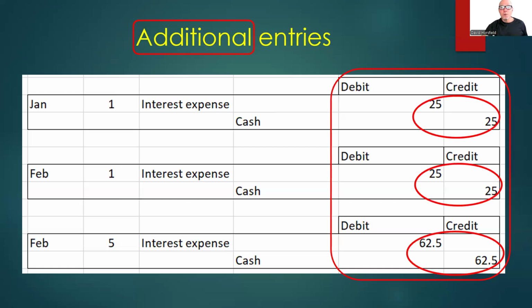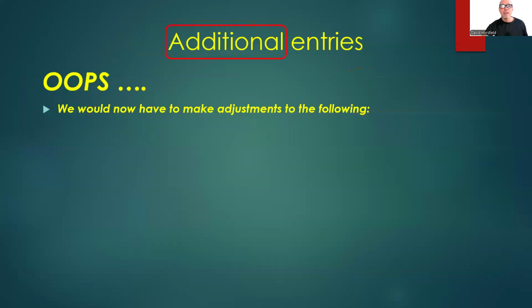Okay, $25, $25, $62.50. We've got our $3 values entered. We've got our cash credited. We've got interest expense debited. We're making progress. We're all ready to move forward.